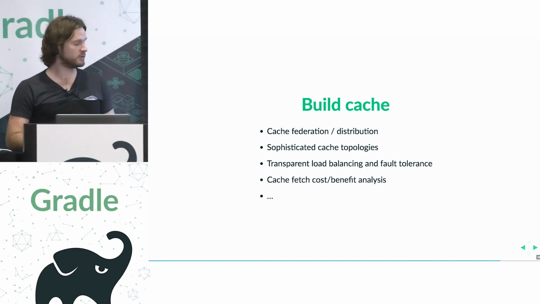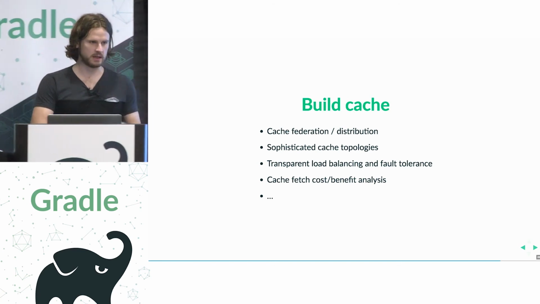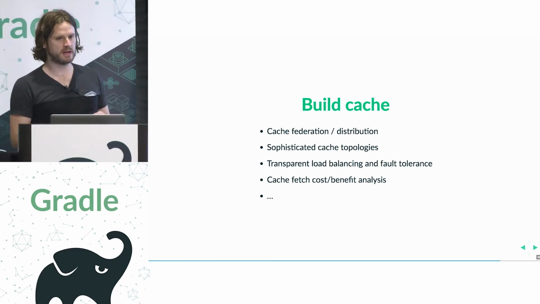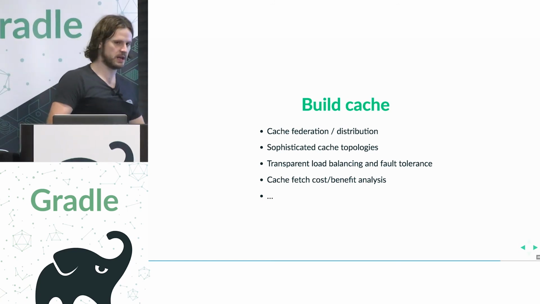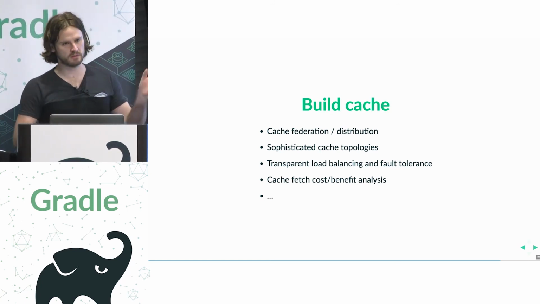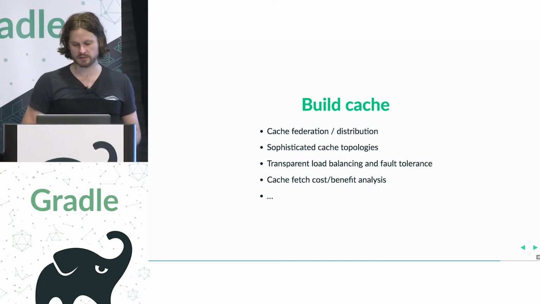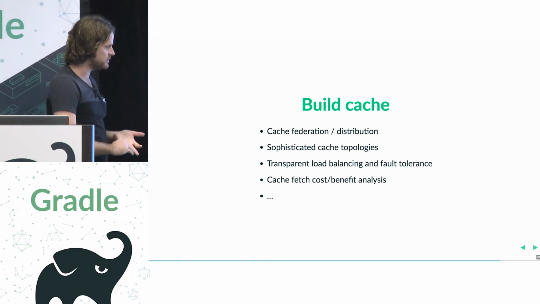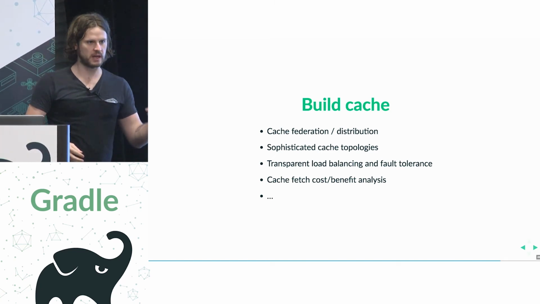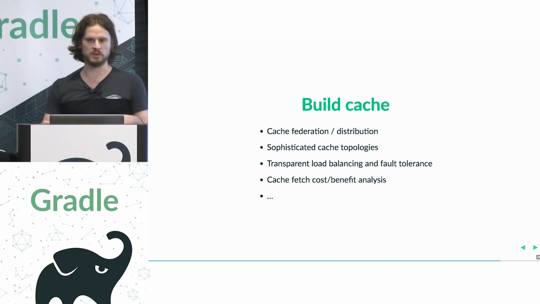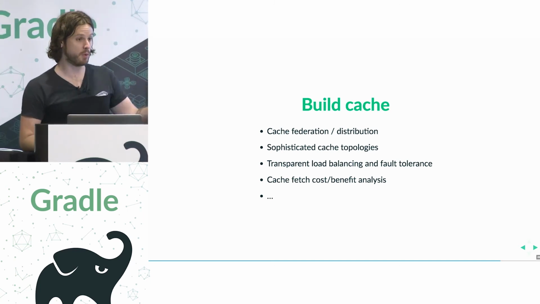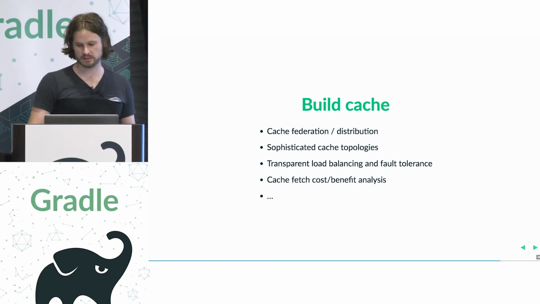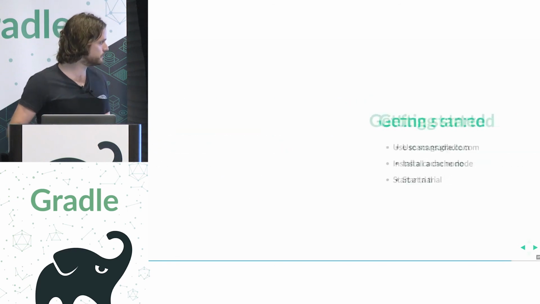Transparent load balancing and fault tolerance. So you'll just be able to say, okay, I want to use the Gradle Enterprise caches, have Gradle Enterprise work out which cache nodes you should use and all of that, and if one's not available, choose another one, all that kind of stuff. Yes, and better, more efficient cache usage by understanding what the cost of a cache fetch is versus building it locally. So you're not spending actually more time fetching things that you could have built locally. And lots more, of course.